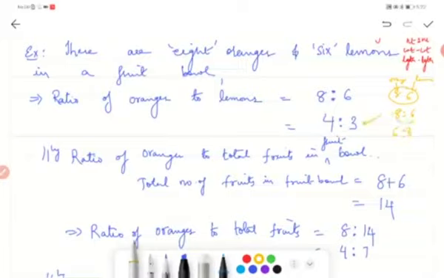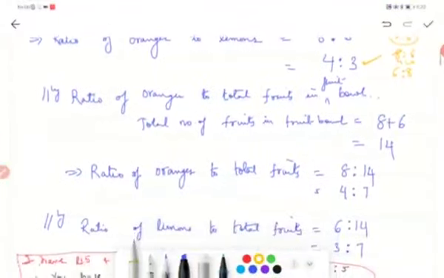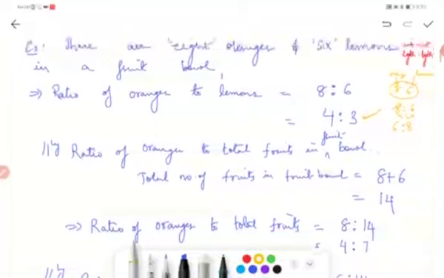Similarly, lemons to oranges is 6 is to 8, that is 3 is to 4. Now I can ask you to compare the oranges with the total number of fruits in the bowl. So how many things are there in total? There are 8 plus 6, that is 14 in number, right?